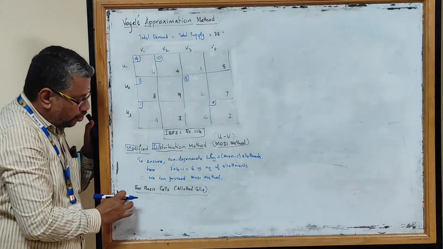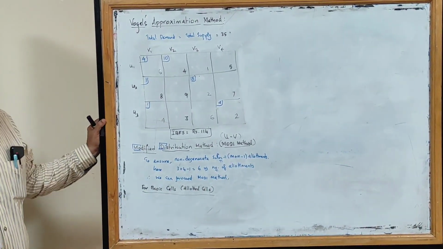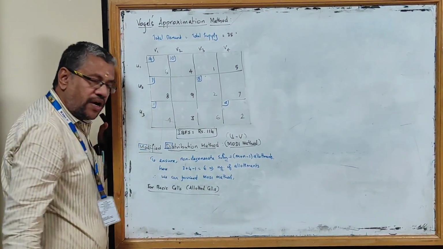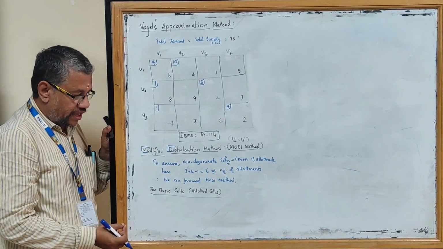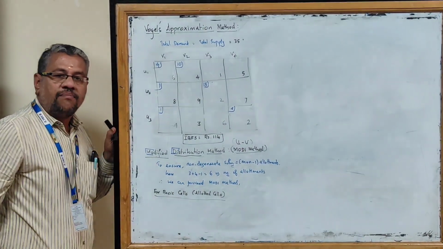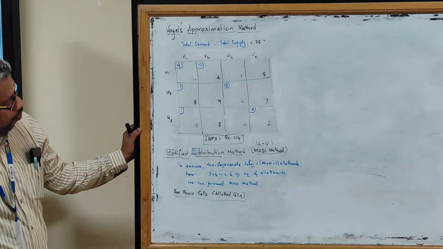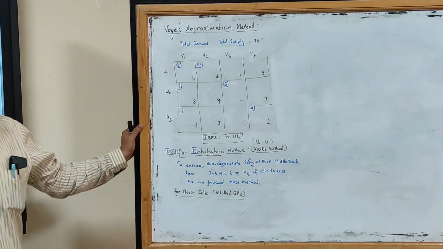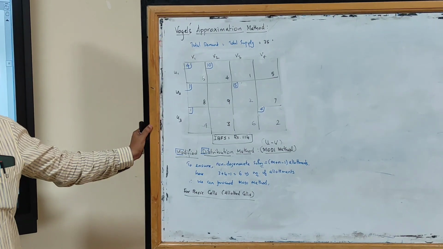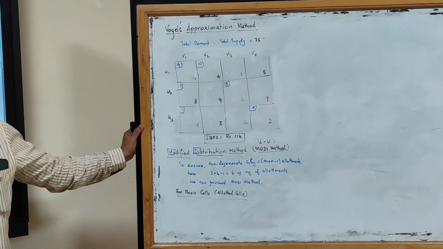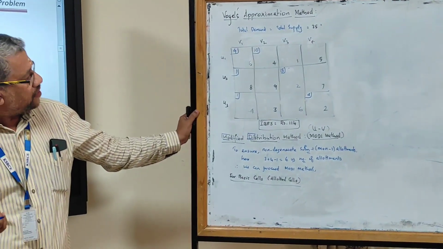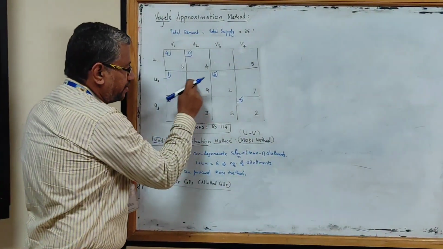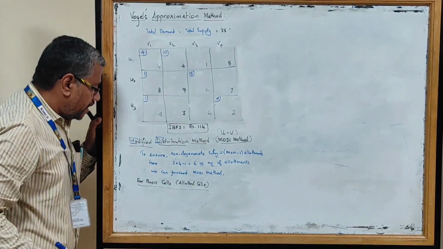Then only you will be able to proceed with the modified distribution method. 6 allotments, so m plus n minus 1 equal to 6 is satisfied. Therefore, we can proceed with MODI method over here. Now, what is the first step? We will have to consider the basic cells. What is meant by basic cell? Basic cells are cells which have allotments in them. So there are 6 cells which are the basic cells.